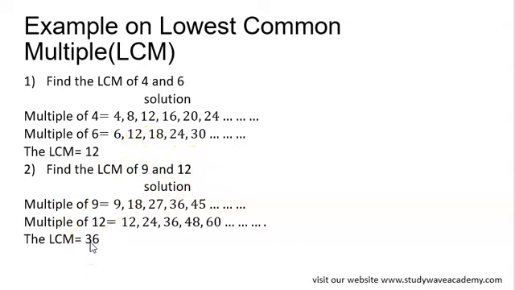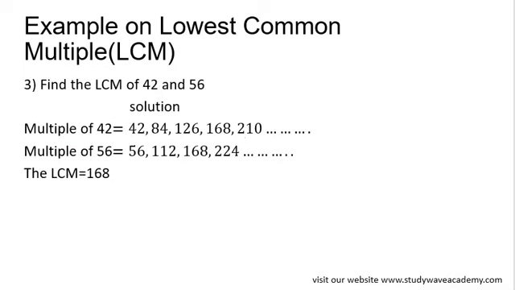Let's go over to another example. Find the LCM of 42 and 56. Okay, we are first of all going to do what? Write out the multiples of 42, and then we'll do what next? The multiples of 56.